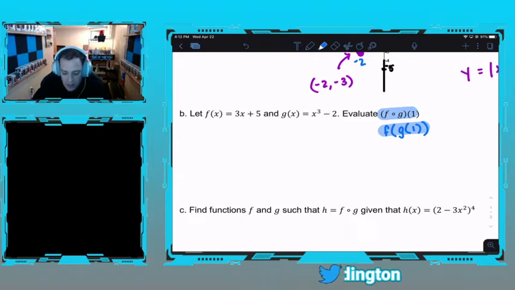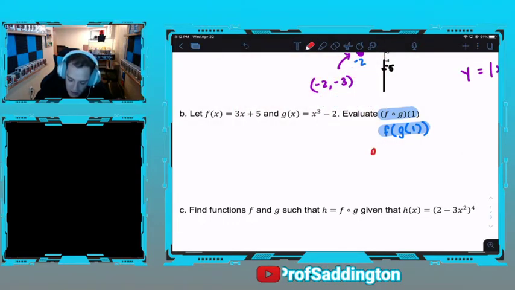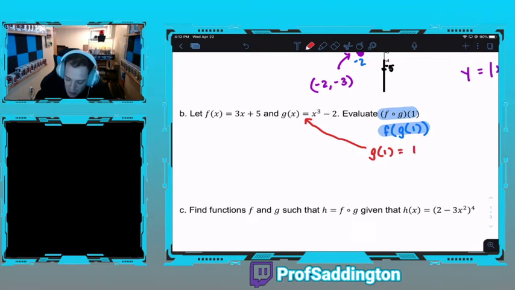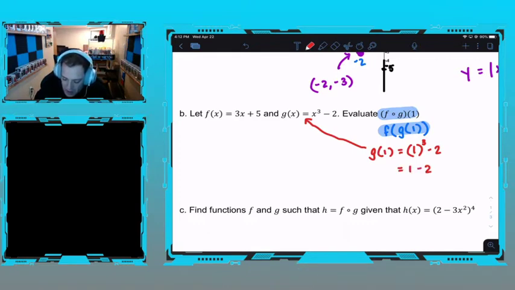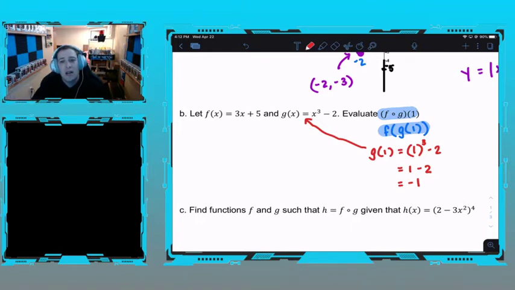So our inside in this case is g(1). So I'm going to solve that g(1) first. That means I have to substitute 1 into the g equation. And in this case, it's just going to be 1 cubed minus 2. 1 cubed is just 1, minus 2 means that we're going to have an answer of -1 for that solution. Now again, we only solve the inside. Now we have to take that answer and plug it into the outside.